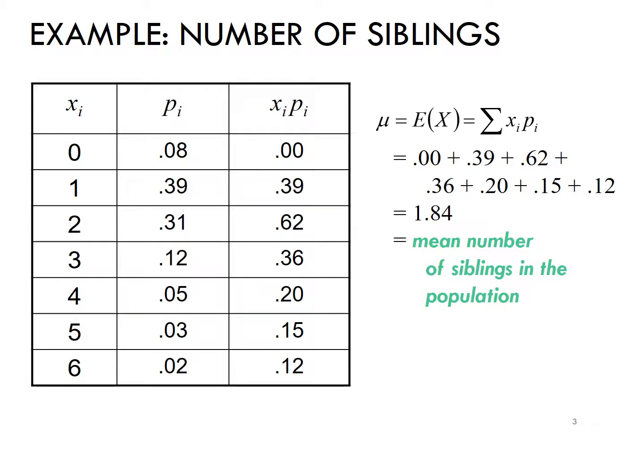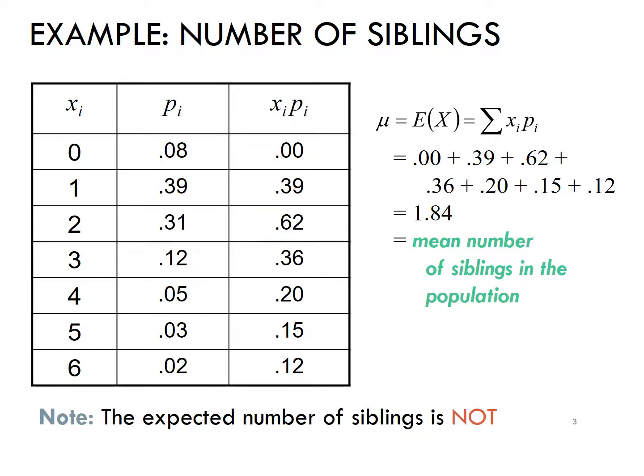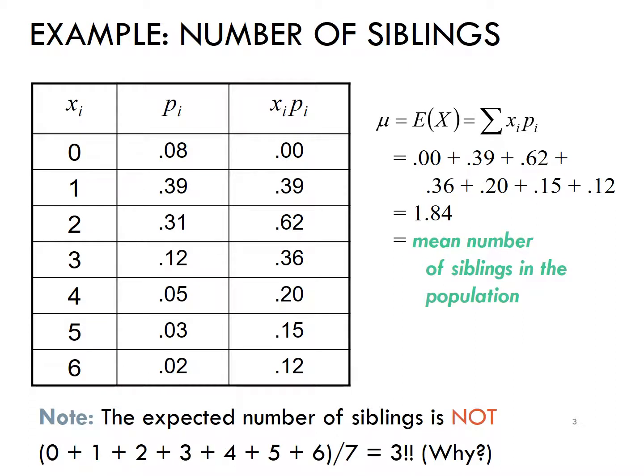Well, why can't we just add each number of siblings and divide by the total, like we usually do to find an average? So that would be like adding 0, 1, 2, 3, all the way down to 6 and dividing by 7. Why doesn't that work? Well, the typical way to find an average assumes each of these values is equally likely. We know that's not the case because we see the probabilities of each value here in the second column. We have to take into account those probabilities when we find the expected value.